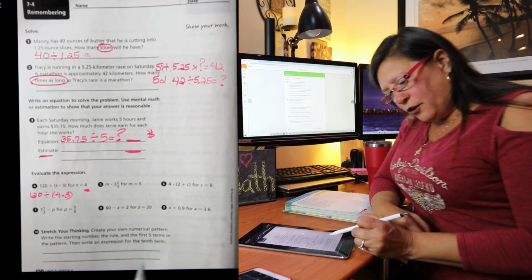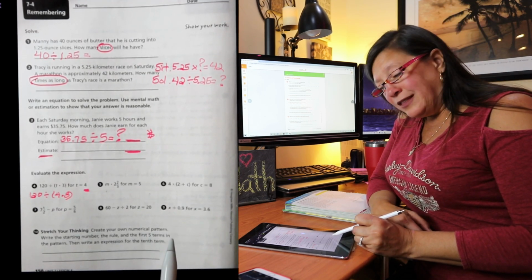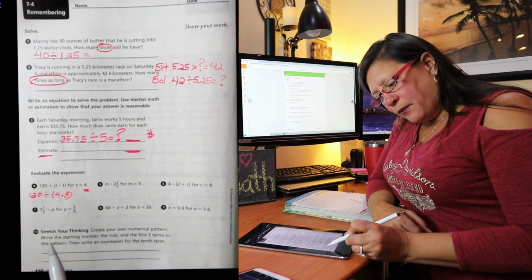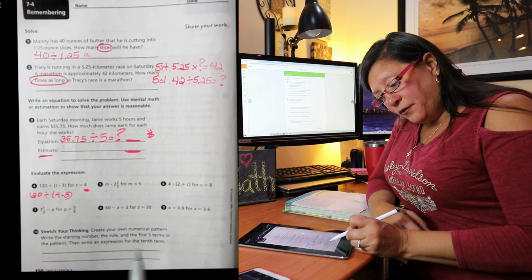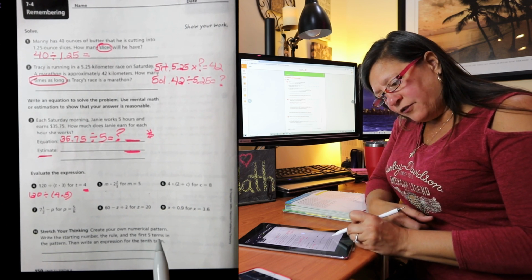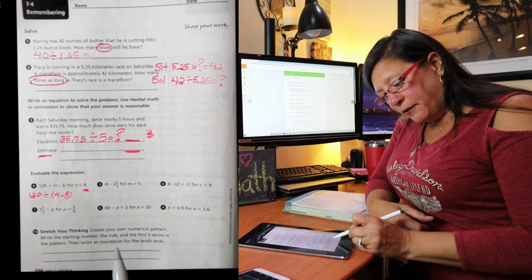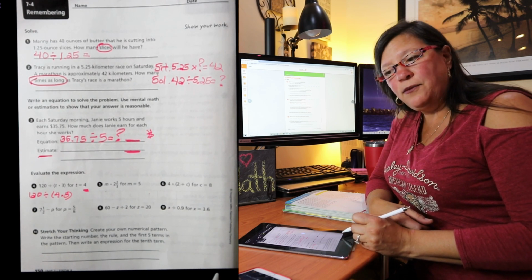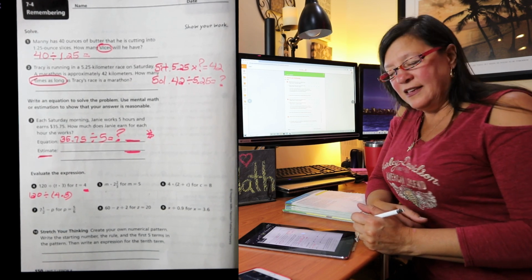And number 10, create your own numerical pattern like we did on our activity today. Write the starting number, the rule, so what are you adding each time in the first 5 terms in the pattern, then write an expression for the 10th term. So look back at the activity we did today to help you with that.